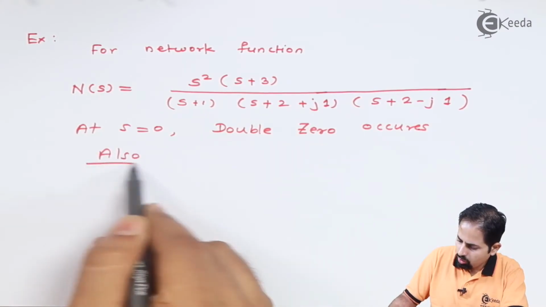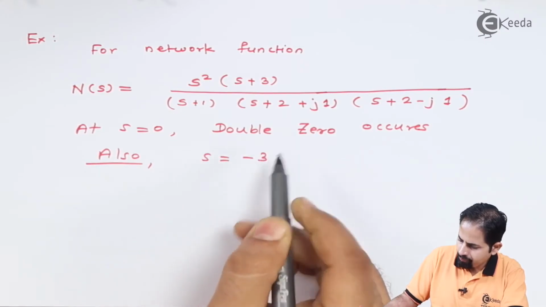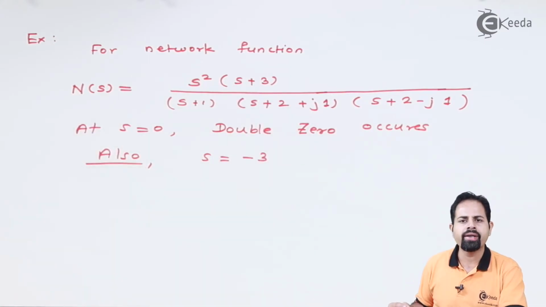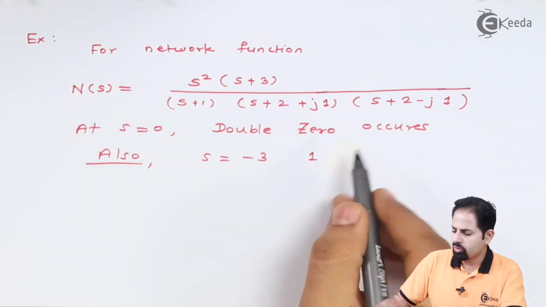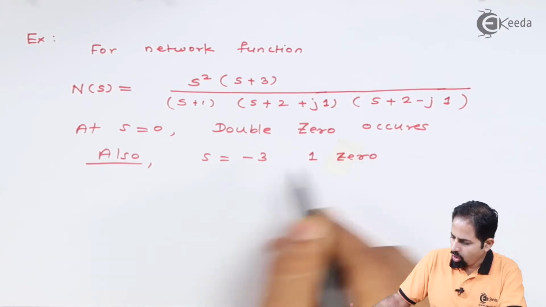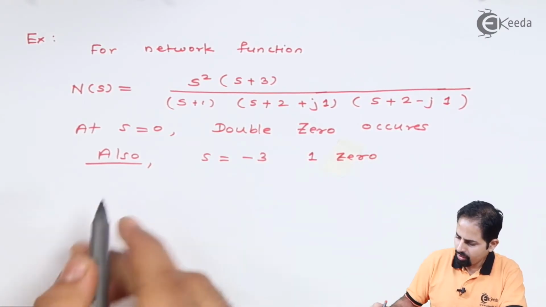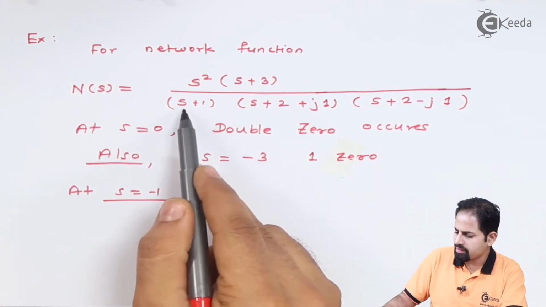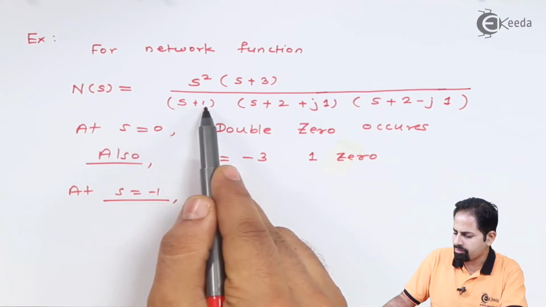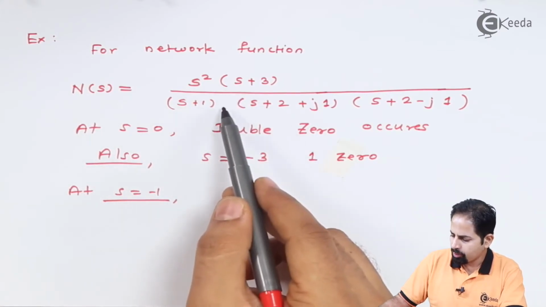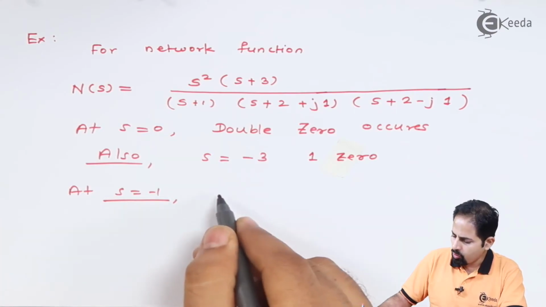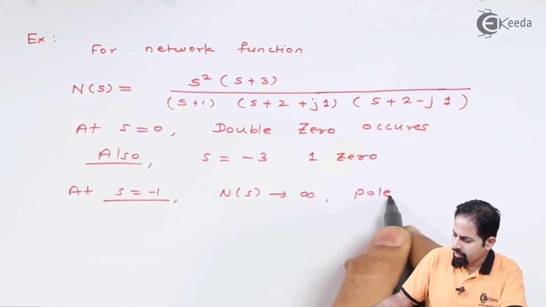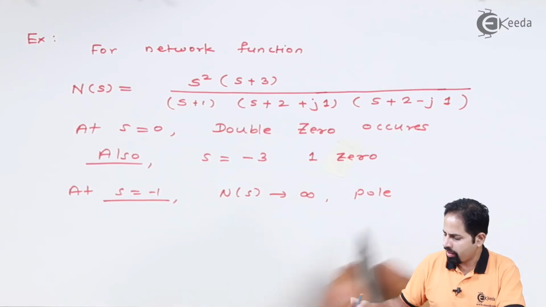Also, at s equal to minus 3, minus 3 plus 3 will become 0, and again my network function will drop to 0. So one zero occurs at s equal to minus 3. Similarly, at s equal to minus 1, minus 1 plus 1 will become 0, and the numerator upon 0 will become infinity. So N of s will tend to infinity, and so you can say that a pole occurs at s equal to minus 1.